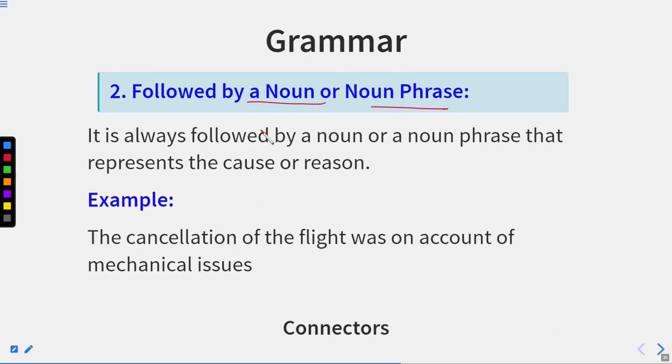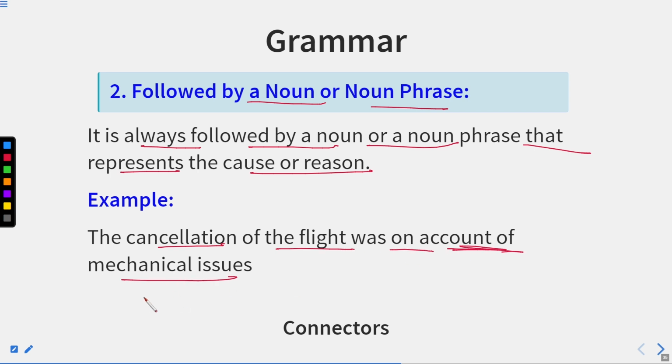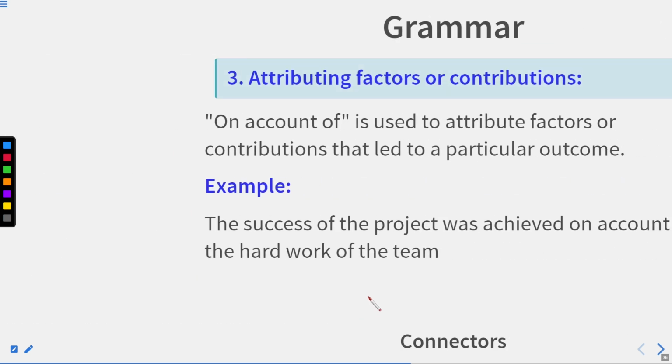Followed by a noun or noun phrase. So again, the structure will be same. It is always followed by a noun or the noun phrase that represents the cause or reason. The cancellation of the flight was on account of mechanical issues. So mechanical issues is the reason, and the result of it is that the flight was cancelled, or the cancellation of the flight. So this is how we can use the word on account of.